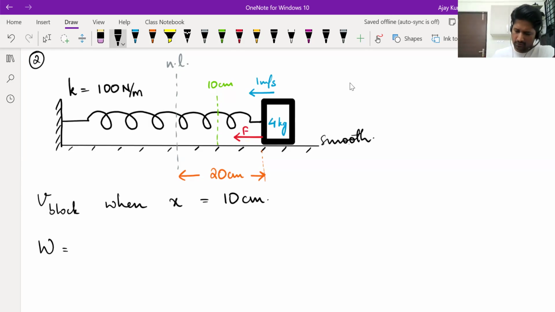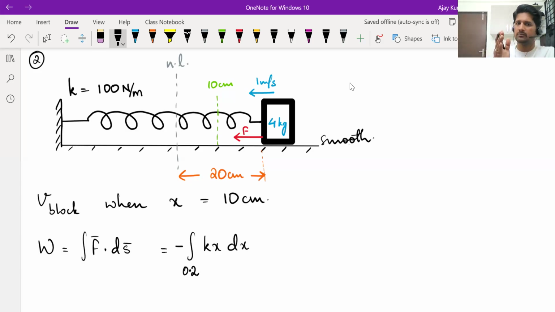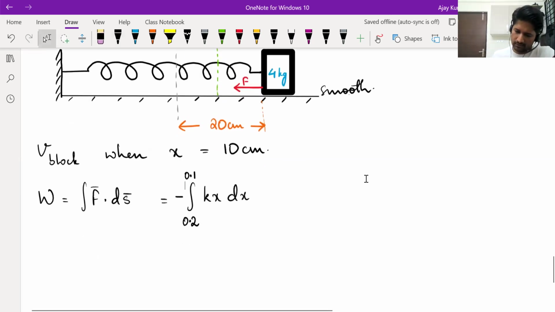Spring force is a variable force. So integral F dot ds. Same ideas that we applied in the last case. We can write it as kx dx with a minus sign. And limits for x this time, initial elongation of the spring is 20 centimeters. So the initial lower limit will be 0.2. Finally, where we want to find out the speed of the block, the elongation in the spring is only 10 centimeters. So final upper limit will be 0.1 meter. 10 centimeters is 0.1 meter. That's all. K is 100.